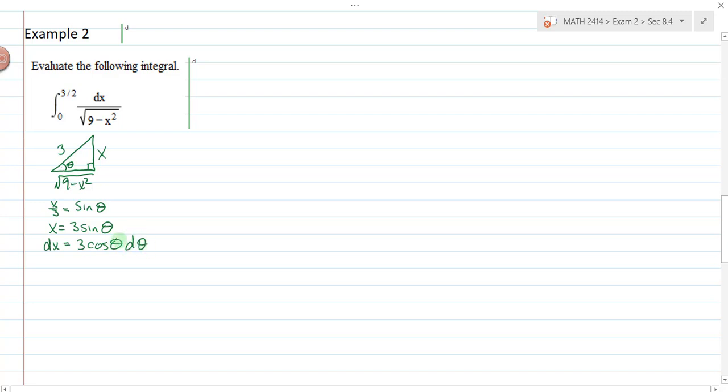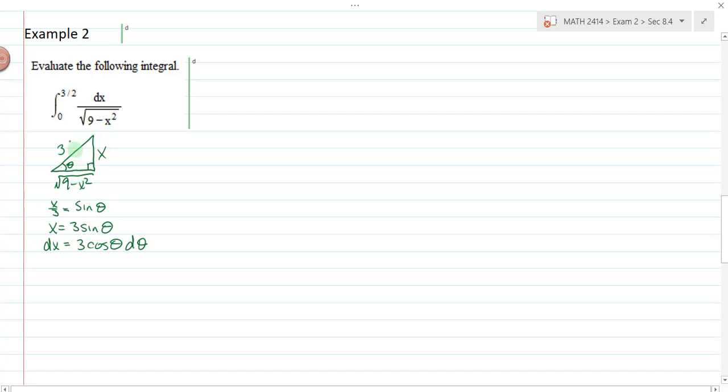Your differentials become extremely important in these problems. So I'm going to definitely take off points if you're not writing your differentials. So I know what I'm going to plug in place of this dx. I need to figure out what I'm going to plug in place of that radical.